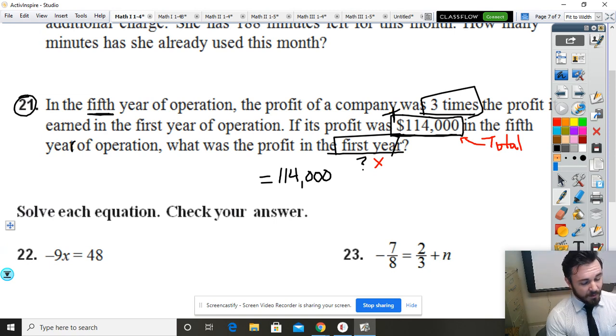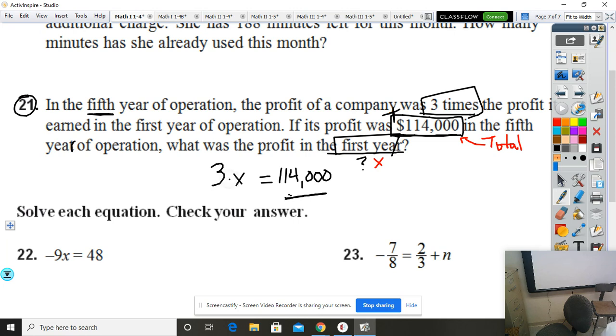All right. So I've read it, and what I've comprehended is that this value is 3 times what we made the first year. But I don't know what I made the first year, so we called that X. But we do know, in order to get this value, it had to be 3 times what we made in the first year. So if I multiplied this side by 3, what we're saying is that is equal to the 114,000. And even though it's a big number, it's the same process.